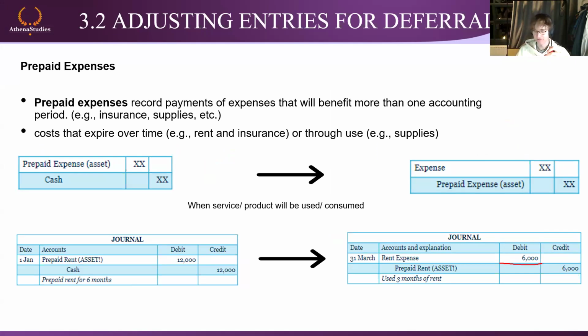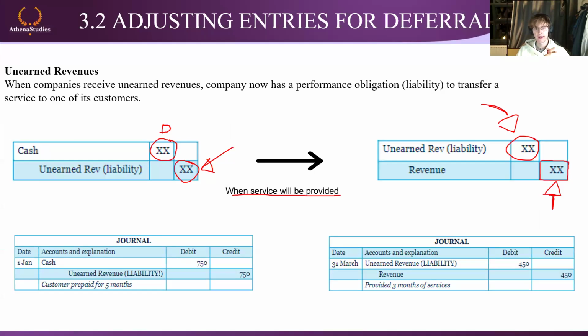Okay, perfect. Thank you. Yeah, otherwise if there's no question about unearned revenue, we can look down here again. Same thing. This is you guys. You guys are paying me for the car. This is me owing you for the car. So, I owe you a car worth $750.